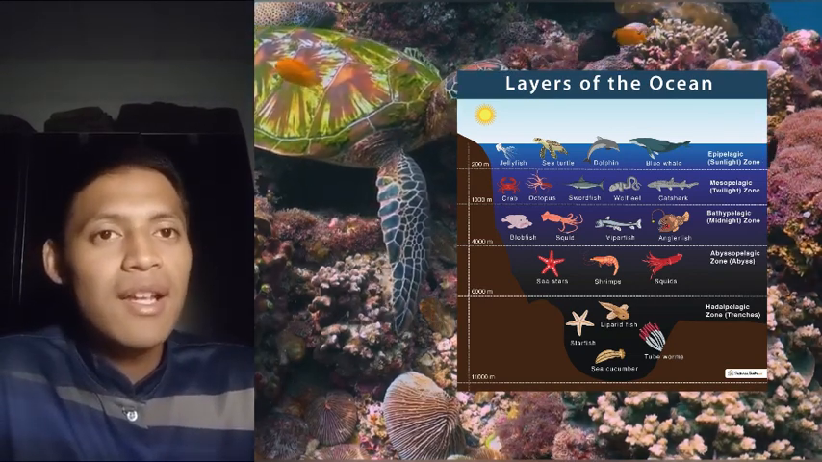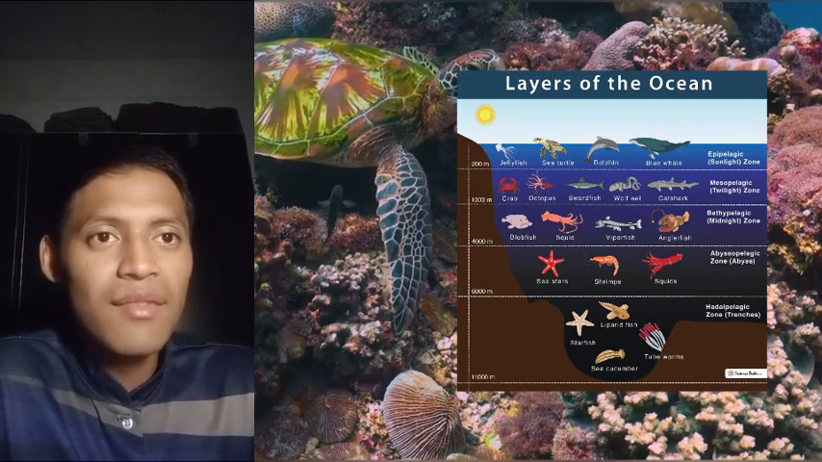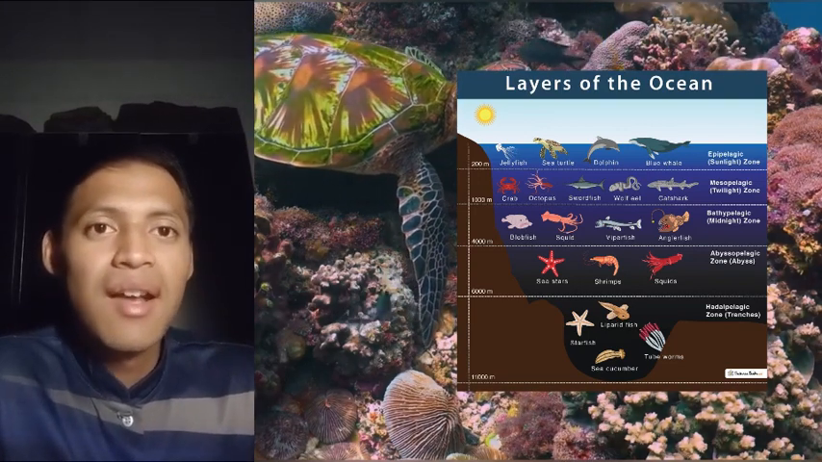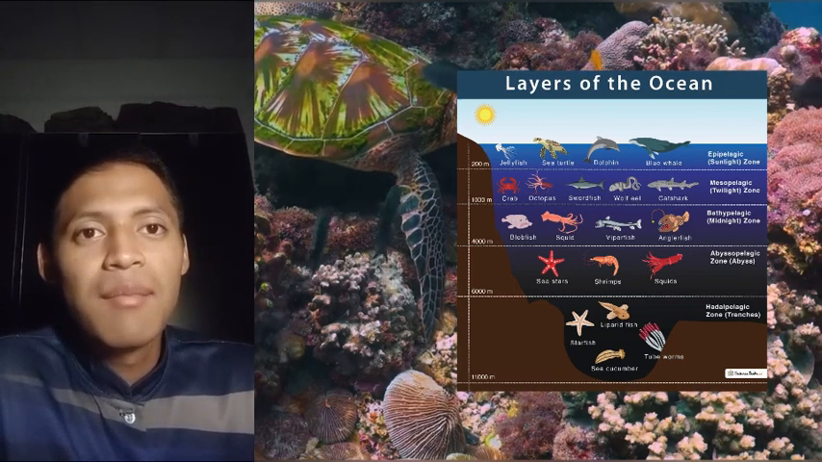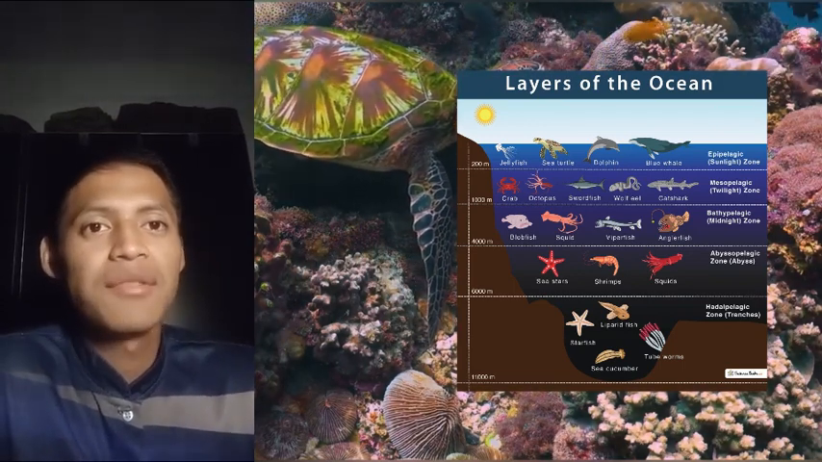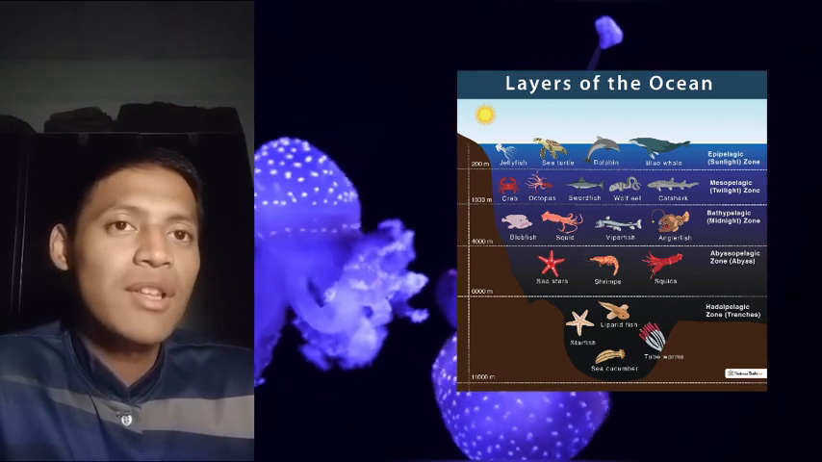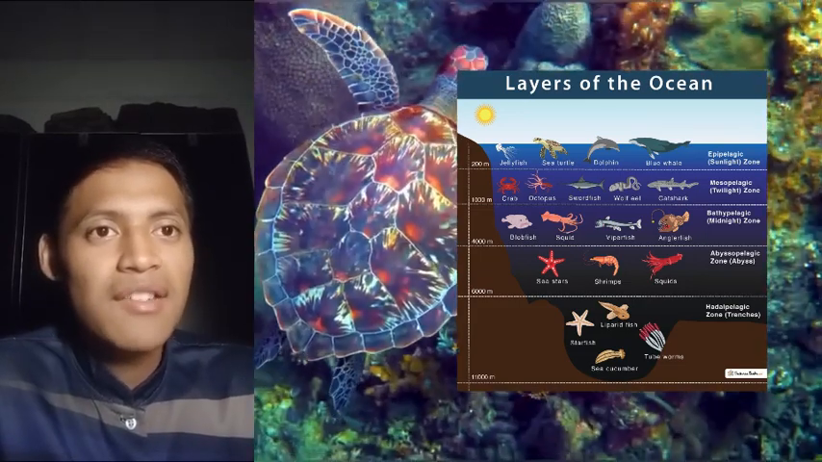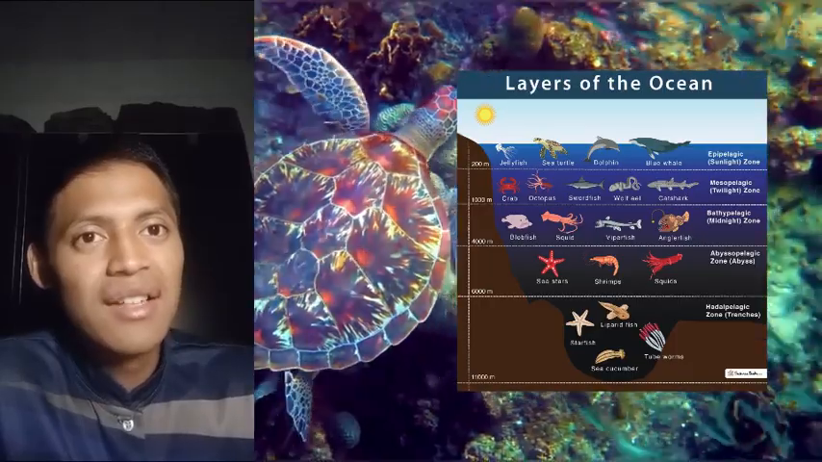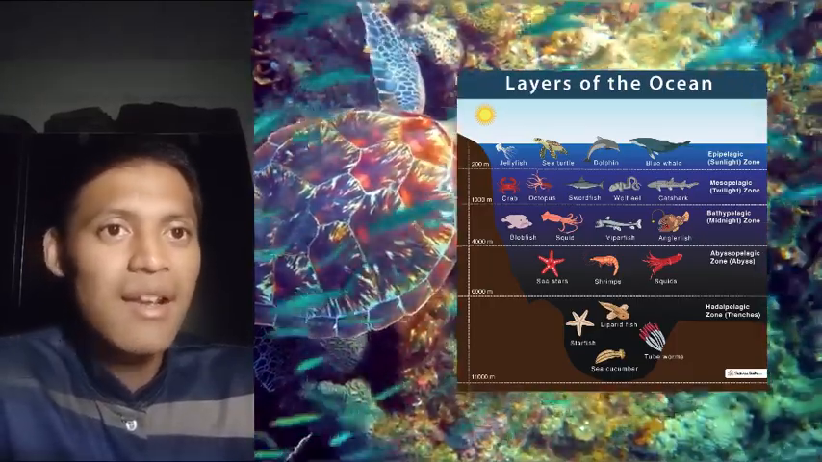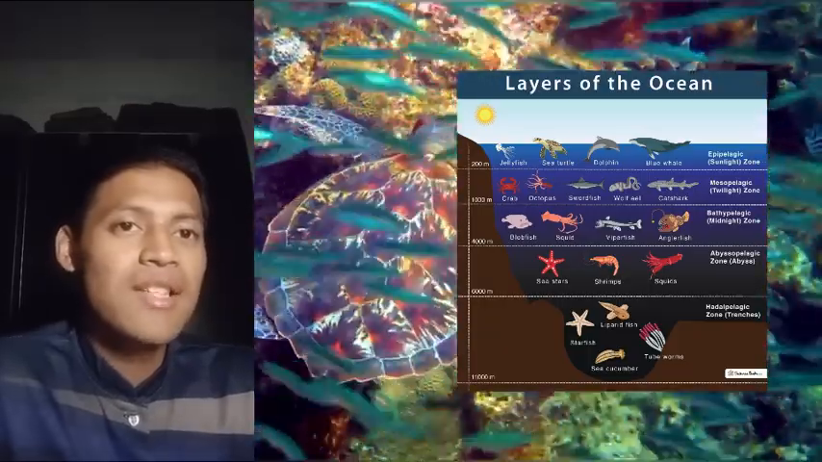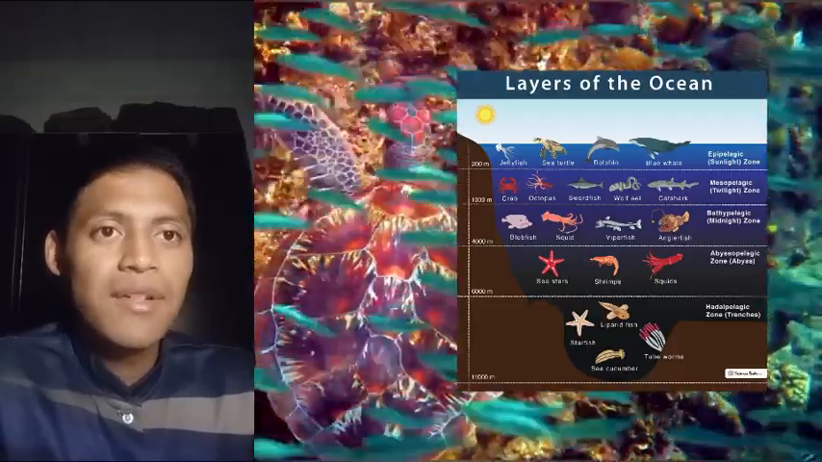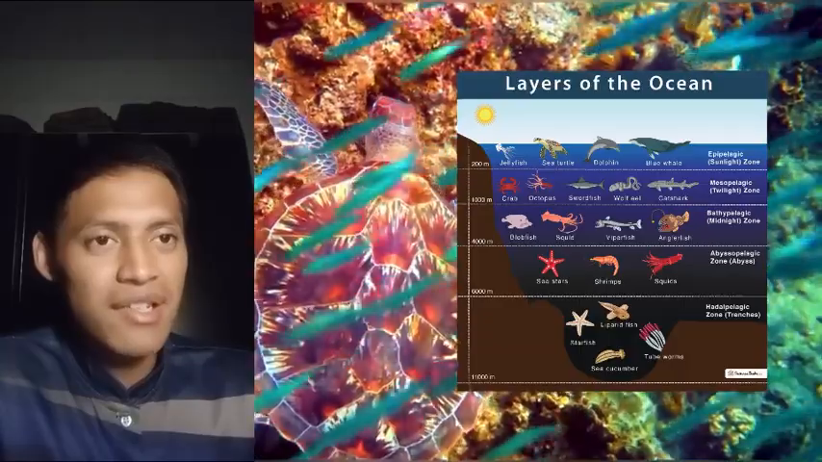The organisms that live in this zone are such as plankton, fish, jellyfish, and squid. Third, the bathypelagic zone or midnight zone. The depth is from 1000 to 4000 meters. The characteristic is that sunlight does not penetrate this zone, making it almost completely dark. The temperature drops significantly and pressure increases greatly. Organisms that live here are such as anglerfish, copepods, eels, and deep sea creatures.